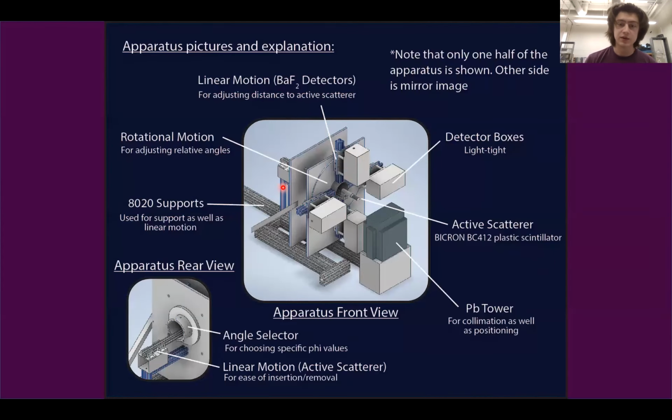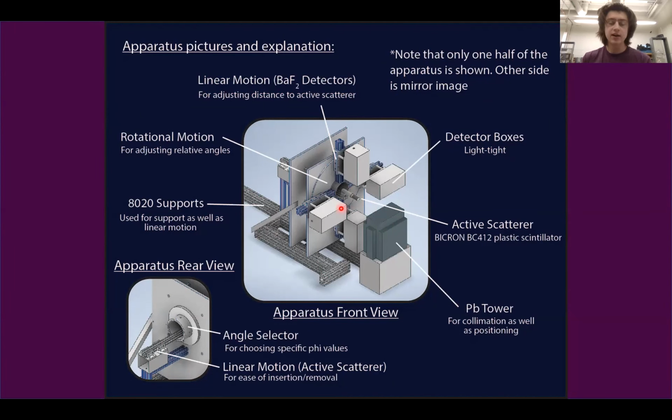So this is the apparatus that we've designed to take this measurement. The core of it is this lead tower, which contains some sodium-22 that we use to create our positrons for annihilation. Then on either side of that tower, we have an assembly that looks like this. In this image, it only contains half of the full apparatus. The gamma rays come out of this lead tower and they interact with this active scatterer.